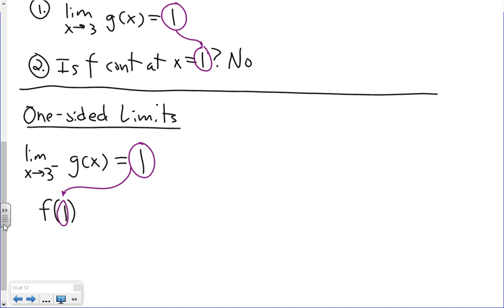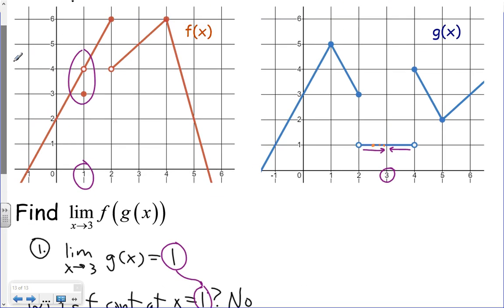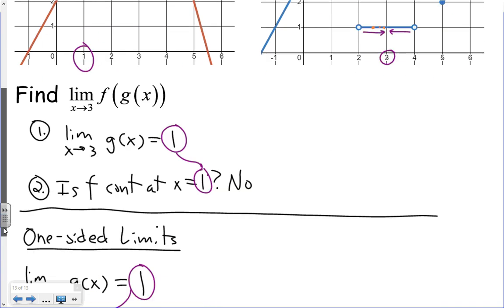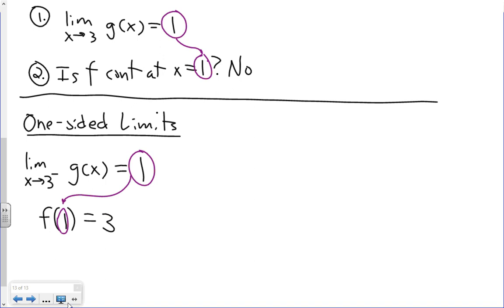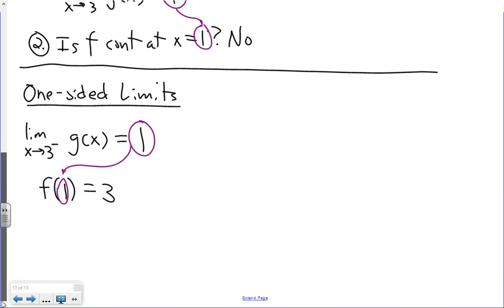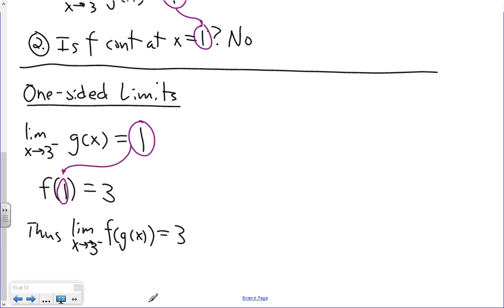And what's my function at 1? Well, if I go back up to my graph, it looks like that when I plug in 1 into this function, here's the point that I'm defined at. So it looks like I'm going to get a value of 3. So f of 1 is equal to 3. So my conclusion from this, for the left side, I can say thus, the limit as x goes to 3 from the left side of f of g of x is equal to 3.